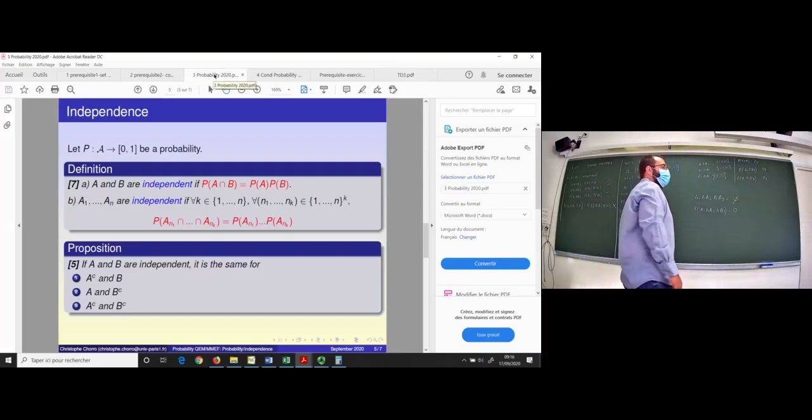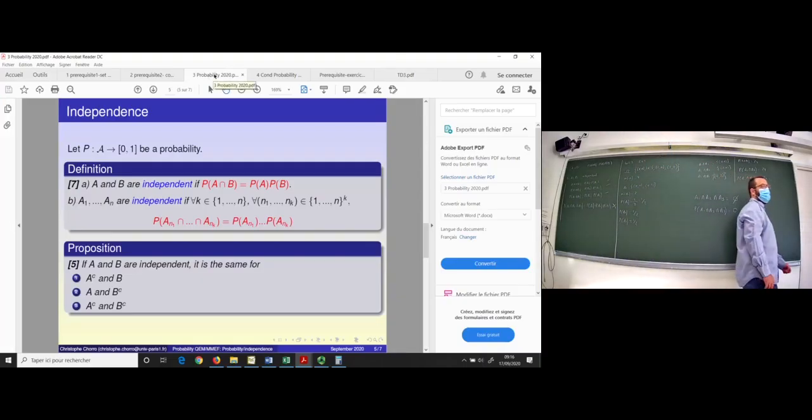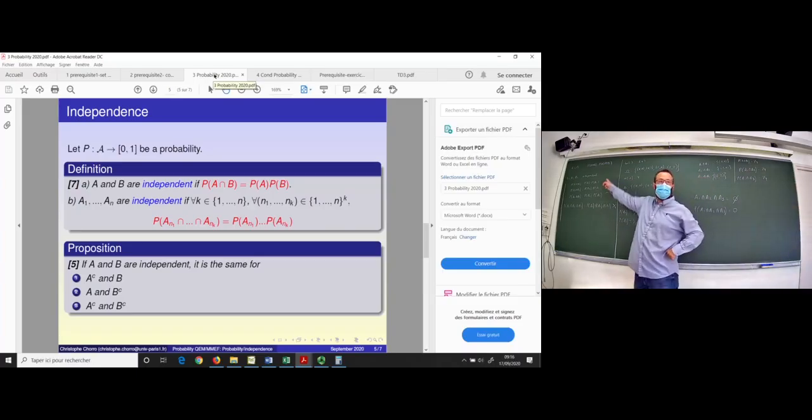So let's come back to my slides. Do you have some question on this? Yeah? So they are independent but not pairwise independent? No, it's the converse. They are pairwise independent, because all these three are okay, and they are not independent because the last one is not okay.